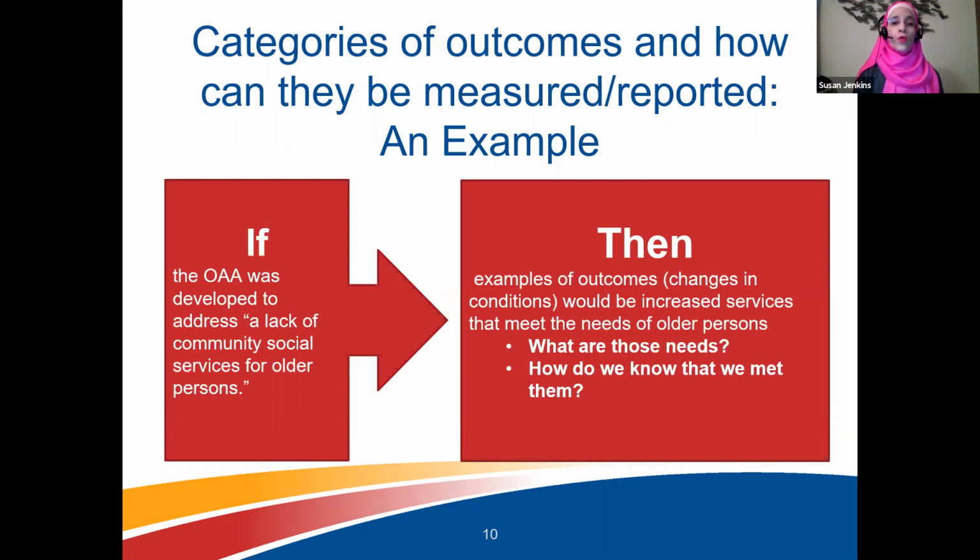And then how do we know that we met those needs? How do we know that we met them? So you have your if and then your then. And by answering those two questions in the then statement, that helps you to identify what data you may need and what your outcomes are that you're looking for, the direction that Alice was asking the Cheshire Cat for. Next slide.